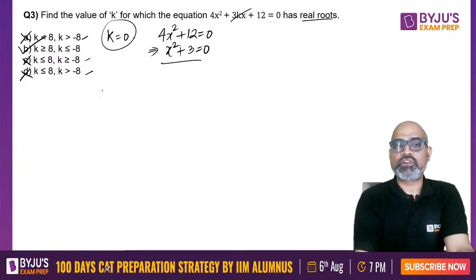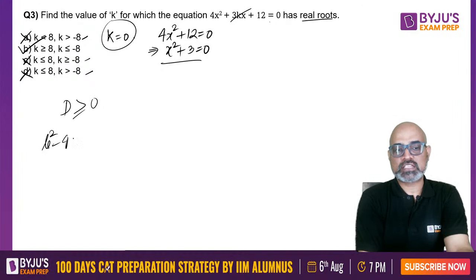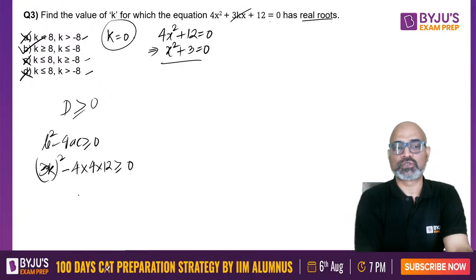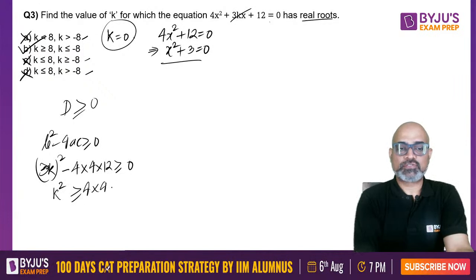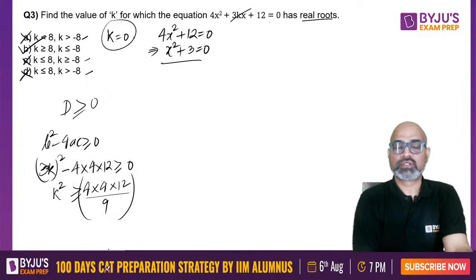The proper solution would have been, for real roots, your discriminant should be greater than or equal to 0. So you will get b square minus 4ac greater than or equal to 0. So you will get (3k) whole square minus 4 into 12 greater than or equal to 0. So you will get k square is greater than or equal to, so you will have to solve this, right? It will get long, right?